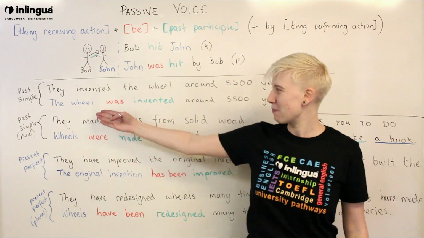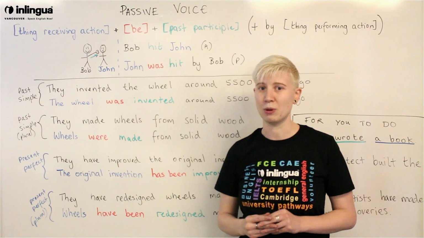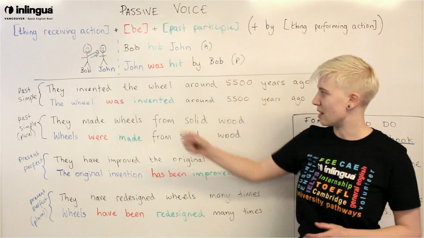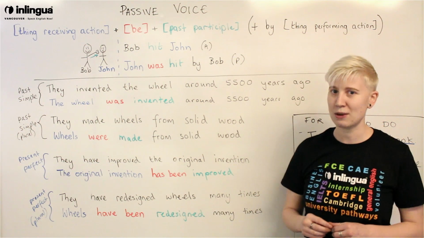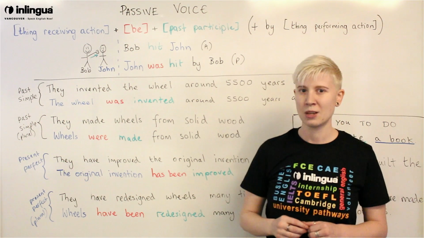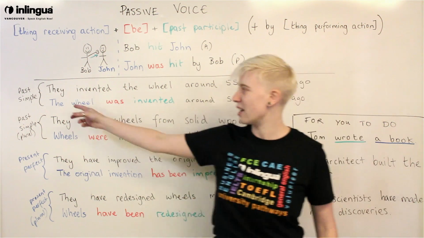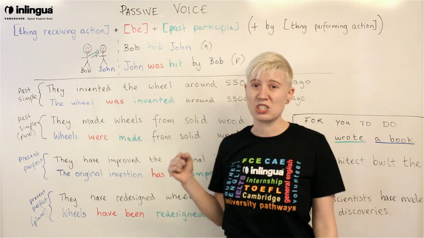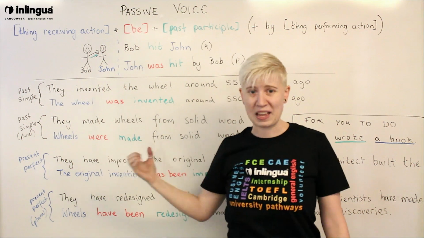Okay? So let's move on to a little more complicated example, still using the past simple. As I said, it is the most common. Here we have a sentence. It is about the wheel. They invented the wheel around 5,500 years ago. Do you know who invented the wheel? Because I don't. When I wrote this sentence, I used they, which is a nice generic term. But we want to change the focus away from the people and focus on the action.